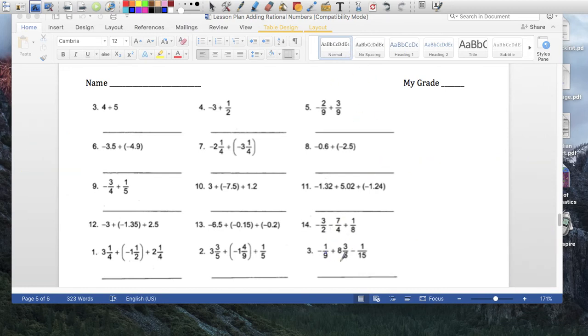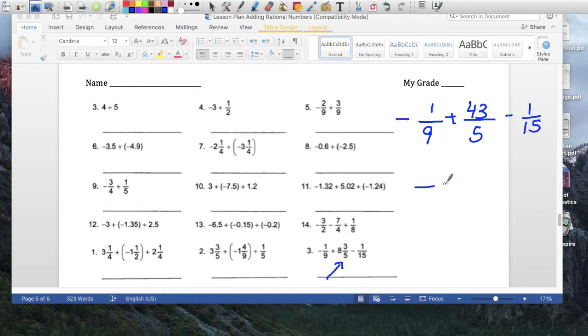Let's do just one more here at the bottom. Negative 1/9 plus 8 and 3/8 minus 1 over 15. Let's change so we all get the same denominator here. Actually, the first thing I want to do is change this. So it's 1 over 9. 5 times 8 is 40, so it's going to be 43 over 5 minus 1 over 15. So the first thing I did was change this mixed number here to an improper fraction.